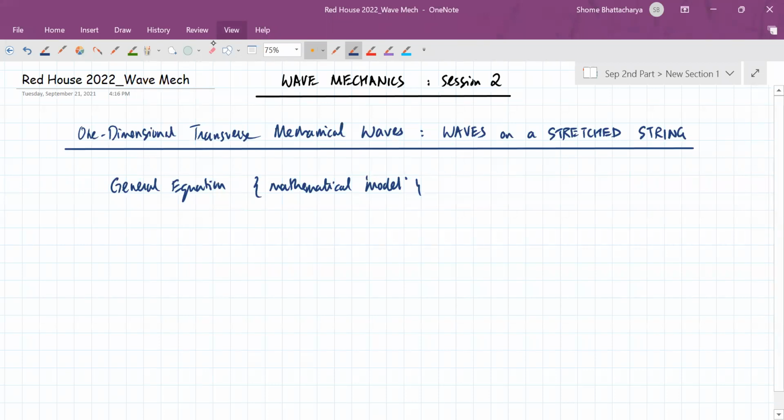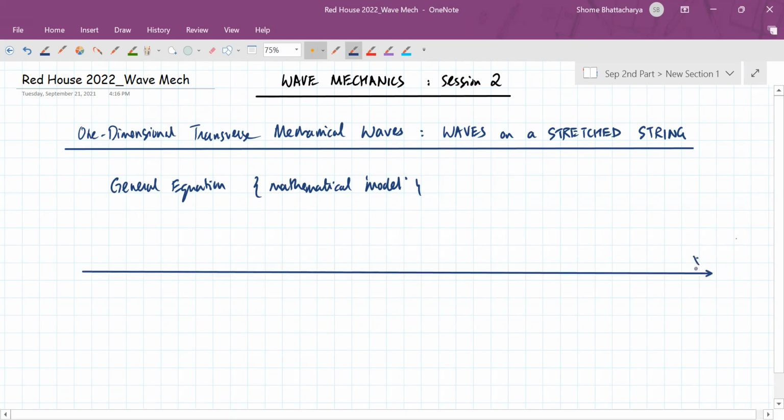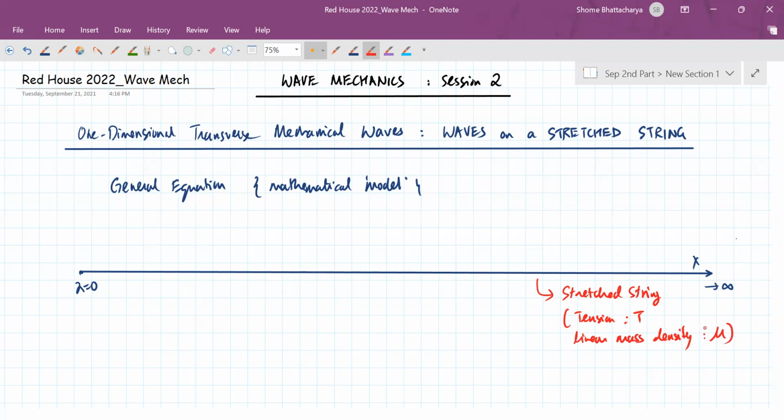So if we take the x-axis as our medium, or in this case the stretched string, and we assume that one end is going to infinity, the other end is over here. So if this represents a stretched string, which has, let's say, a uniform tension T, and a linear mass density or mass per unit length, which in this chapter we will denote with the symbol mu, even though we are more used to denoting it with the symbol lambda, but here lambda will have a different meaning.